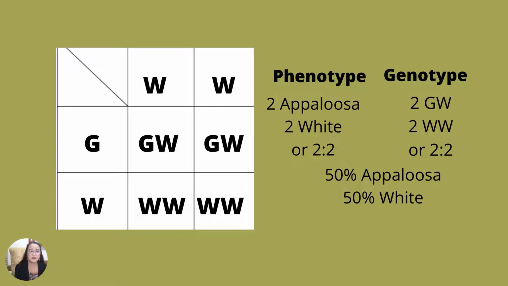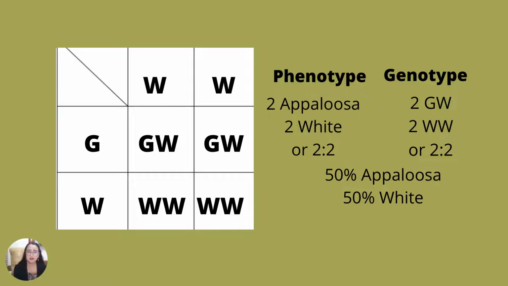Now, the resulting cross produces a phenotype of 2 Appaloosa horses and 2 white horses. So the genotype is 2 GW, which represents the Appaloosa horse, and the other 2 WW, which represents the white horse. Now, for the percentage, it is 50% Appaloosa horse and 50% white horse. Did you come up with the same result? Okay, very good.